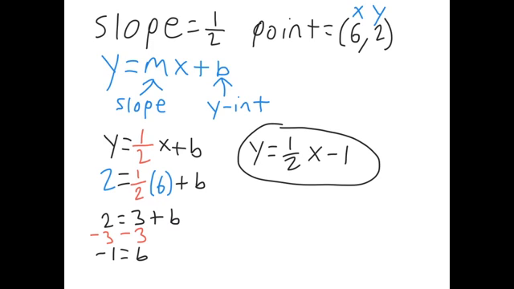So after we find out what b is, we have to go back into the original equation and plug in the slope and the y-intercept, the m and the b. Notice we don't plug the x and the y that we used in this equation back in. The x and the y stay x and y.